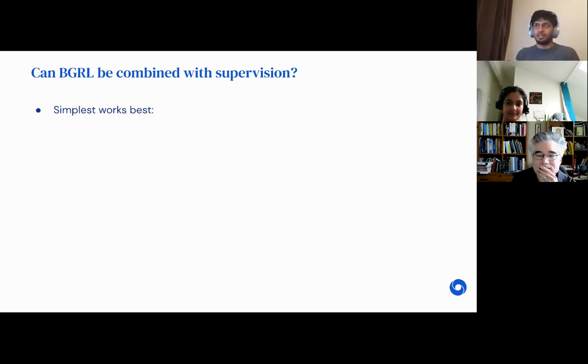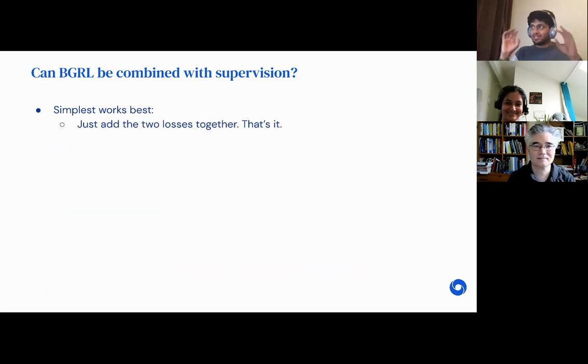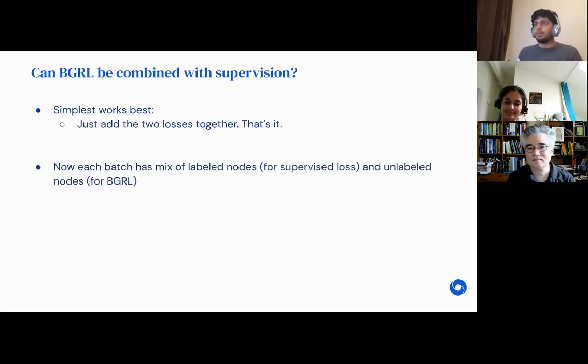So I'm happy to report that just the simplest thing works the best out of all the things we tried. Just add the two losses together, that's it. Don't even scale things, no fancy training schedules or anything like that. And I think this is very interesting and worthy of note.